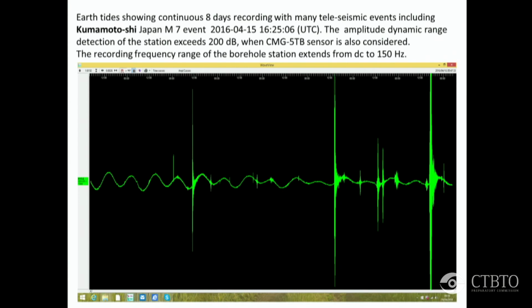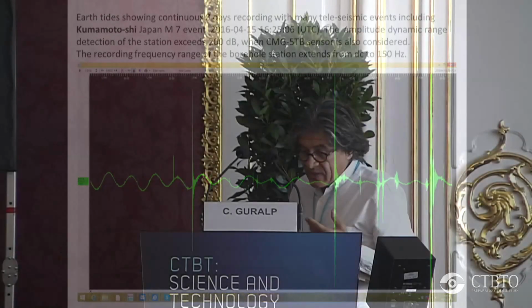The first thing to show, from a very broadband VBB, 360-second period, to, let's say, 150 hertz, is really earth tides. If you really want to have a broadband instrument which looks at long period, I think it should be able to detect earth tides. And here is 8 days of earth tide data from the vertical sensor. This is velocity. And you can see the different teleseismic events, and that is the large Japanese earthquake, which was detected at the Mars site. So the instrument is stable, and we think without centering the instrument, it will possibly take 2 years before one needs to center it.